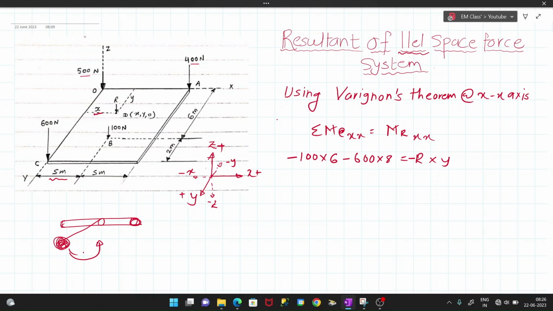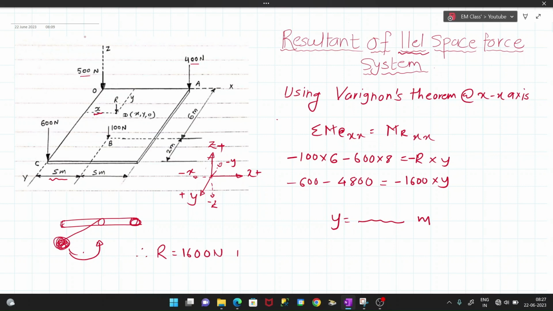That we have to write. What the answer is: minus 600 minus 4800 equals minus 1600 into y. So the distance y is equal to something in meter. So we can write that the resultant R is equal to 1600 Newton.